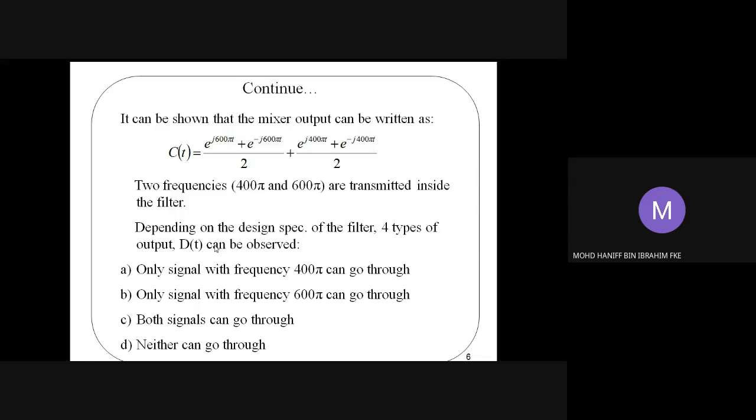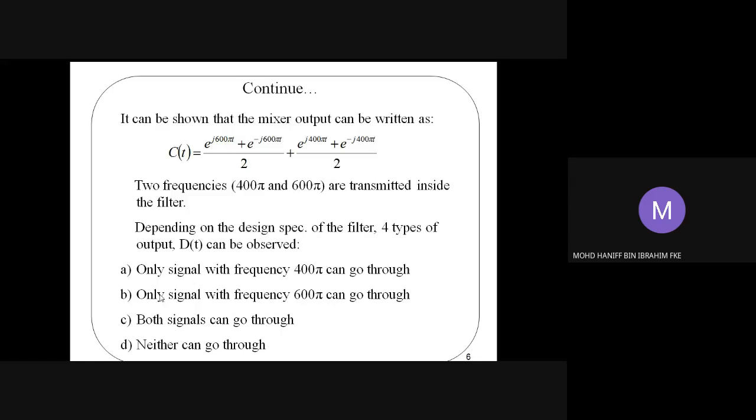So the output of the filter, D(t), can be observed to have these options. The first option is that we have a signal with the frequency of 400π passing through. Remember that the input to the filter has two frequency values, 400π and 600π. So the first option that can be realized is that the output has only a single frequency of 400π. The second option is also a single frequency, but the frequency is 600π.